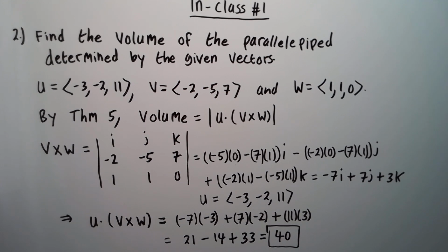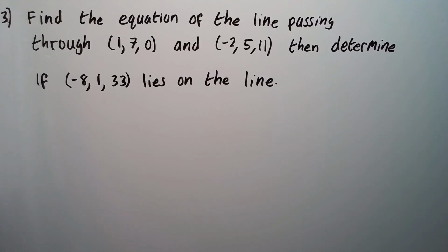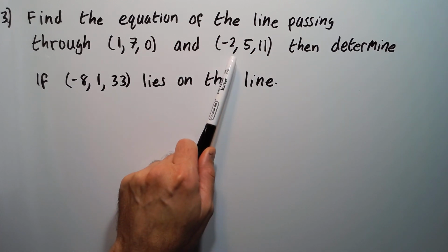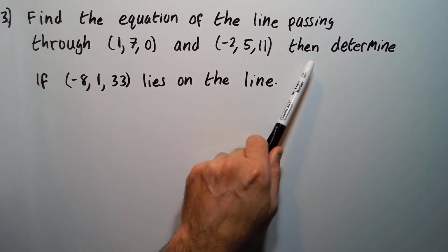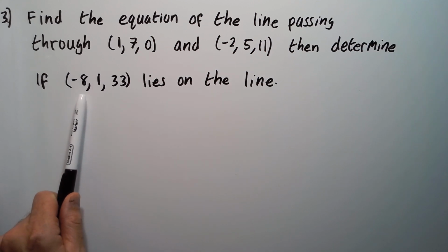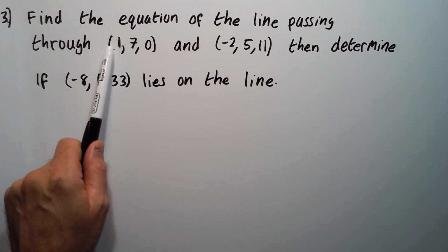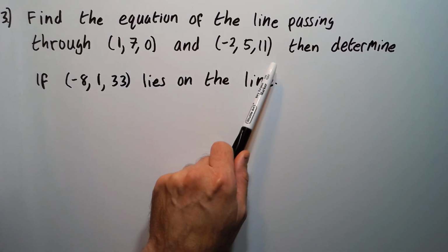Okay, so let's go on to question 3 in class 1. Okay, so let's do number 3. It says find the equation of the line passing through 1, 7, 0, negative 2, 5, 11. Then determine if the point negative 8, 1, 33 lies on the line. Okay, I'm going to call this first guy P0 and call this guy P1.